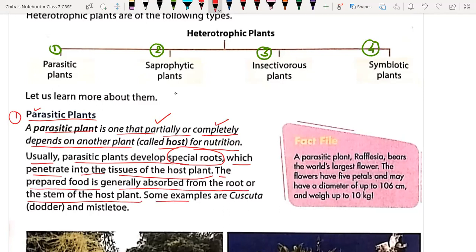Some examples here are cuscuta, which is also called dodder, and mistletoe.